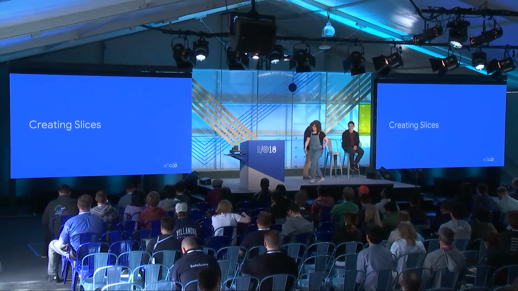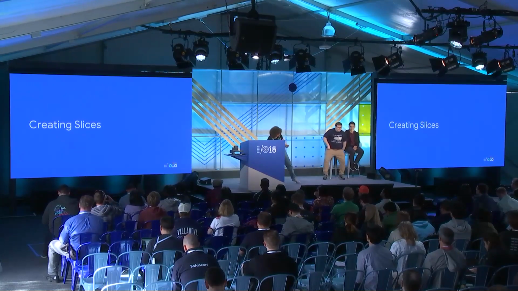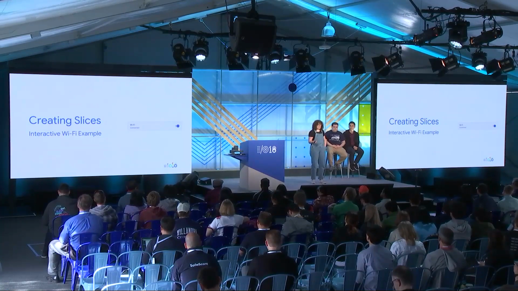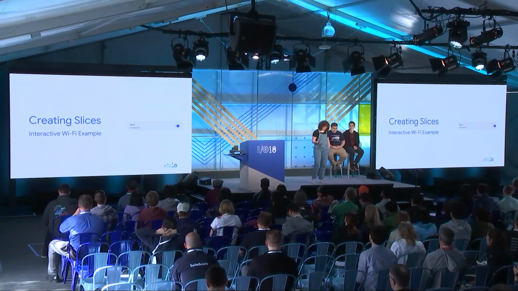Thanks, Jason, for that architectural overview. I'm going to walk you through an app creating this Wi-Fi slice today. So we're going to build a slice provider that provides this Wi-Fi slice that has this toggle, and tapping the toggle will turn Wi-Fi on and off. And then the connected state will change based on the Wi-Fi state.